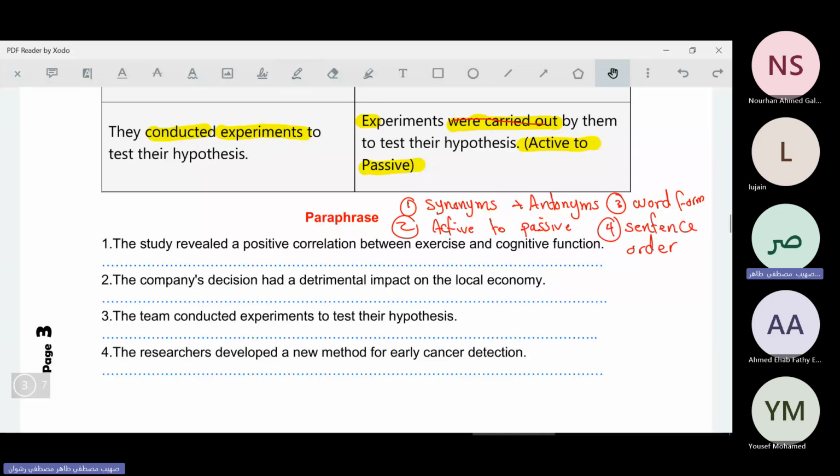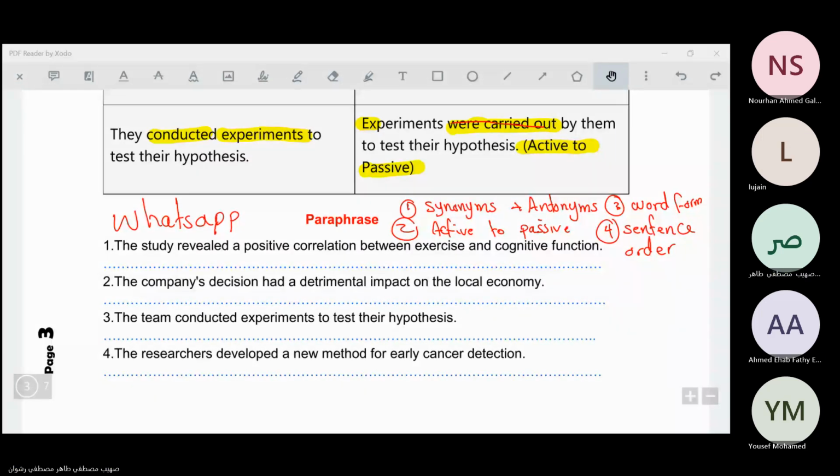Write your answers and send them on WhatsApp or here in the chat box, up to you. But please write all answers in one message, not to be confused. Okay, so you know what to do now. Ahmed, you know. Lojain, you know. Yusuf, Nurhan. All right, all the best. Start.